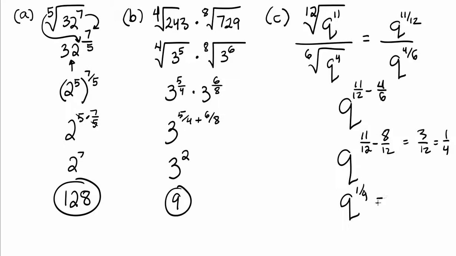Now, the specific directions state to write the final answer as a radical. Now we're going to use the very first property illustrated in example A and work it backwards. So this is going to become the 4th root of q to the first, but most people would just write that as 4th root of q.